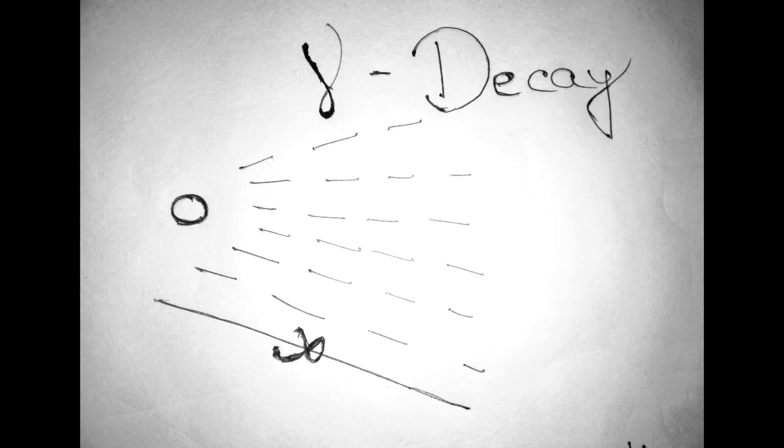Today we are going to be discussing gamma radiation. Now, gamma radiation doesn't actually occur spontaneously. It is emitted alongside an alpha or beta particle. But the biggest difference lies in its nature.